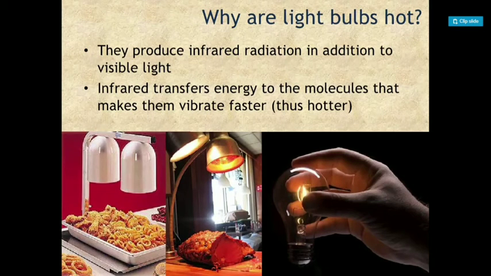So why are light bulbs hot? Because first, they produce infrared radiation in addition to the visible light, and infrared transfers energy to the molecules that makes them vibrate faster, thus making it hotter.